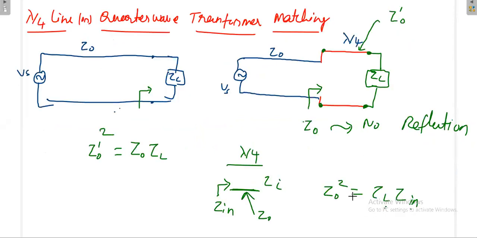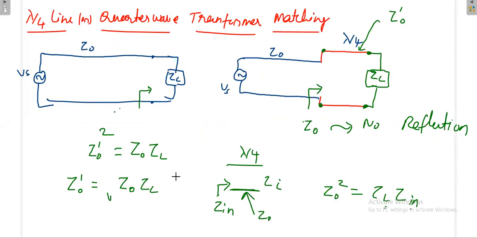I don't know what the characteristic impedance of the lambda by 4 line should be; I am taking it as Z naught dash. How do I choose the characteristic impedance of the transmission line? It is given by this quantity, because I should have this impedance Z naught here. Here the load impedance is already there, so I have to choose in this manner.